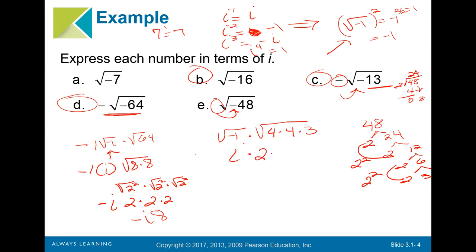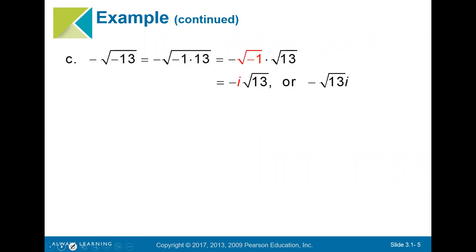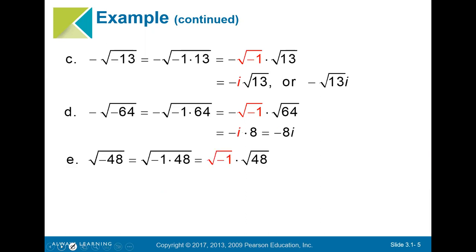Square root of 4 is 2. Square root of 4 is 2. Square root of 3, it stays behind. Now just clean it up. i times 2 times 2 is 4i, square root of 3. In the next slide, you just check your work. There's more than one way to solve these. All right. So if you have any questions, again, just holler at me.